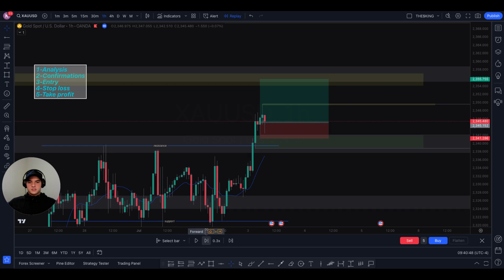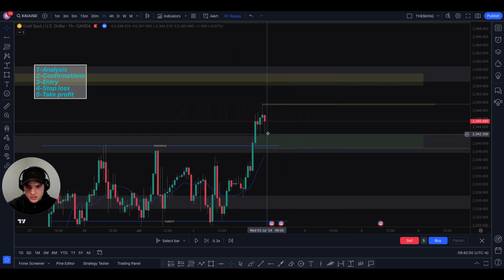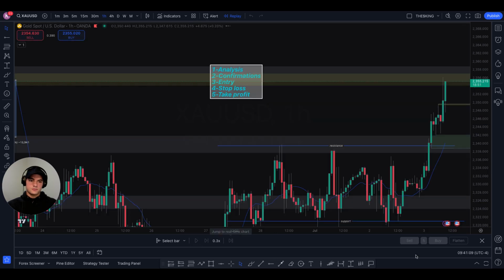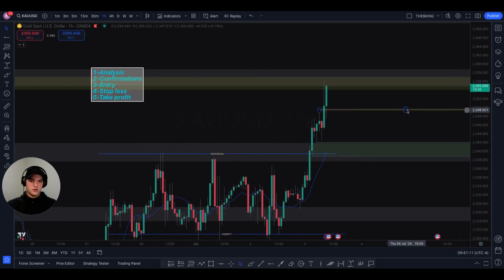Boom, price pushes down. Look where it pushes down to, almost at this low, right? So now we know that price just came down. It probably collected some more buy orders, took out some other traders, right? And now we just wait for the push up. Boom, there you have it.